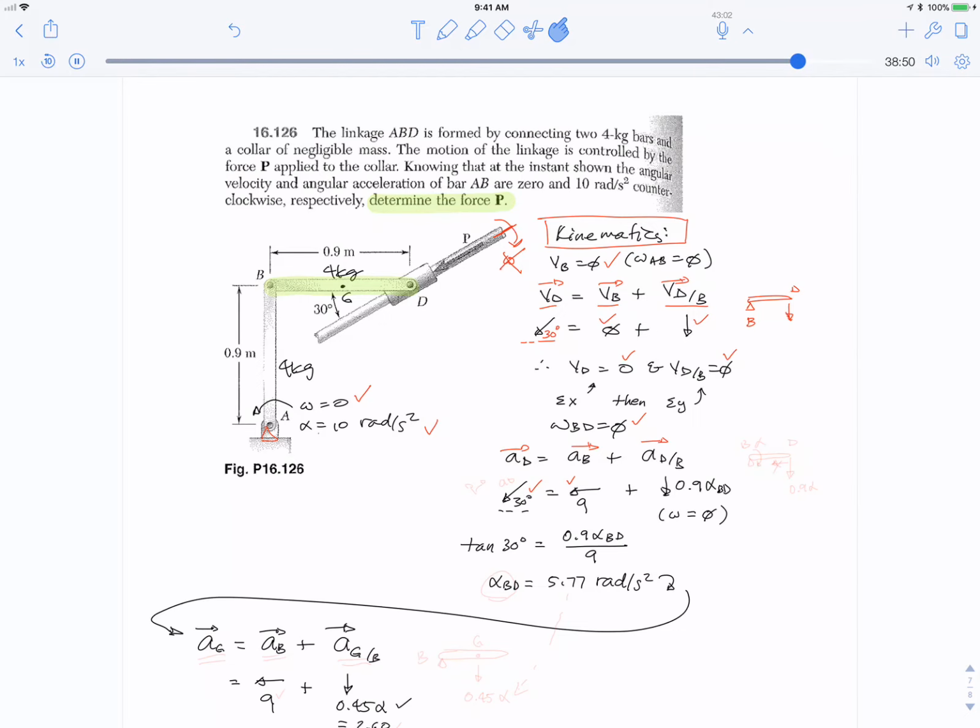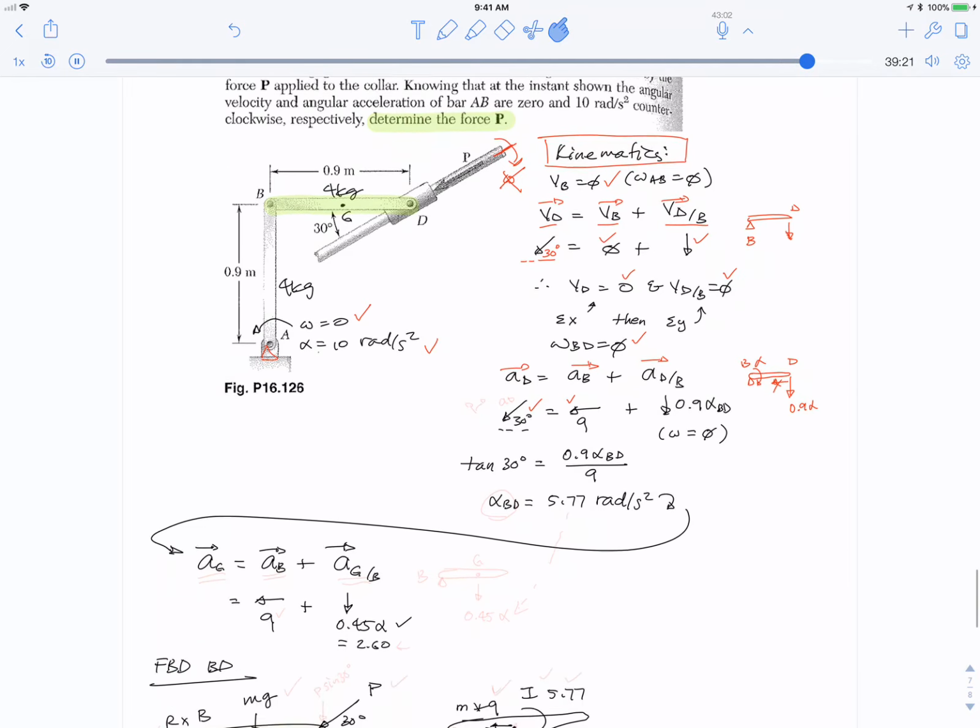Okay, and so we have D relative to B. Again, that means D spinning around B. If this has an alpha clockwise, that would make this R times alpha. And normally there would be, pun intended, a normal acceleration, R omega squared, pointing in. But again, omega BD is 0, so there's no component pointing that way. Okay, so now we have this vector equation.